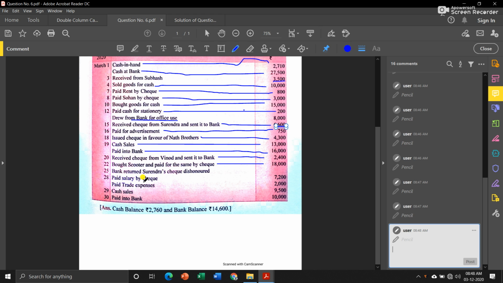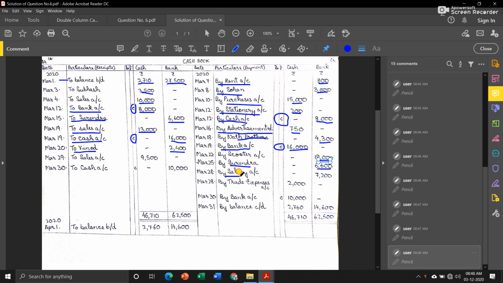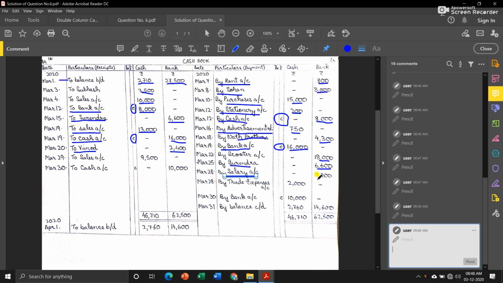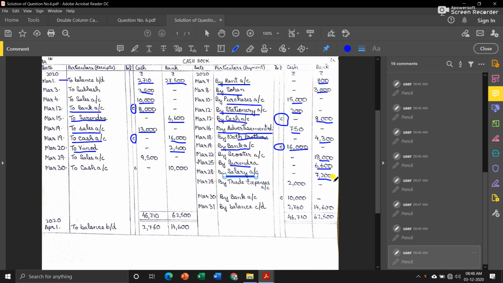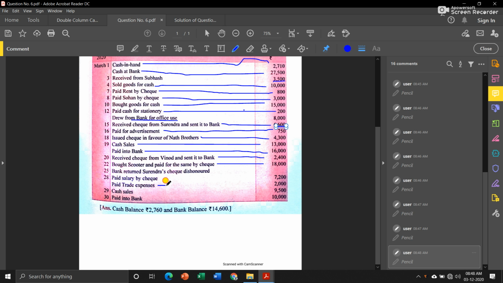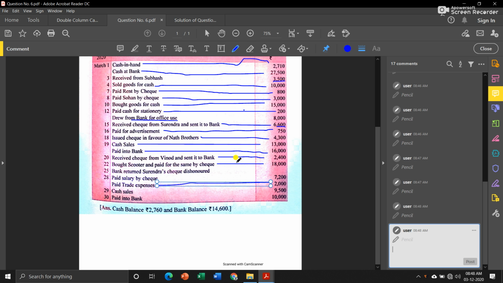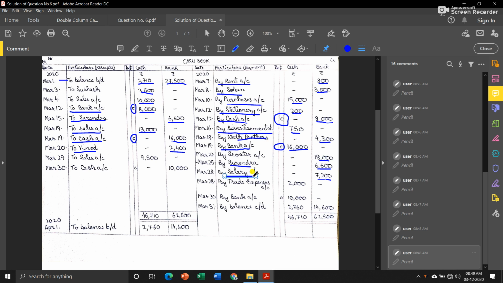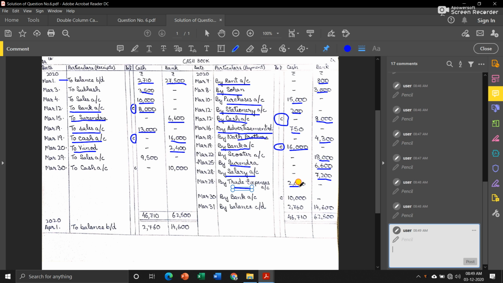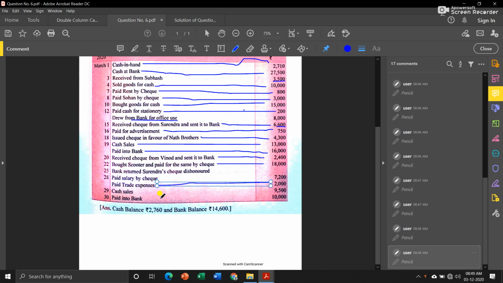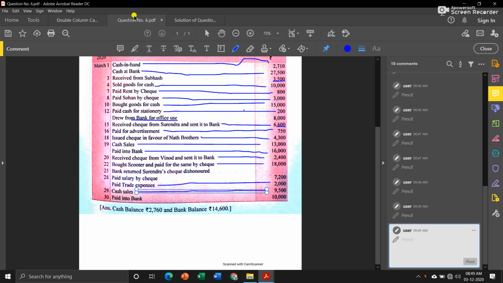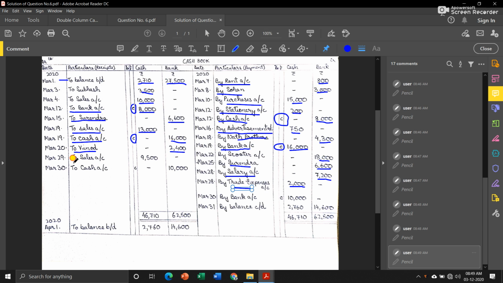The next transaction, paid salary by check rupees 7,200. So we will write by salary account, and since we made the payment by check, that means money will be deducted from our bank. So we will write 7,200 in bank column. The next is paid trade expenses. Now in this trade expenses of rupees 2,000, they haven't mentioned whether we made payment by check, so we will consider it as a cash payment. So by trade expenses we will write 2,000 in cash column. Then next is cash sales, means we sold some goods for cash and we received 9,500. So we will write to sales account 9,500.